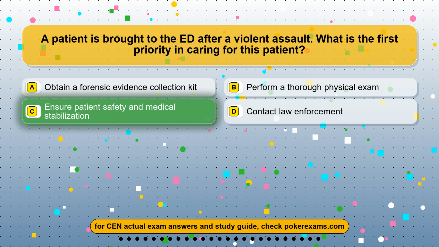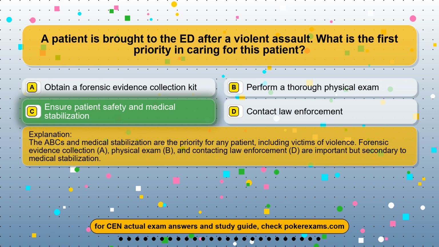The correct answer is option C, ensure patient safety and medical stabilization. The ABCs in medical stabilization are the priority for any patient, including victims of violence. Forensic evidence collection, A, physical exam, B, and contacting law enforcement, D, are important but secondary to medical stabilization.